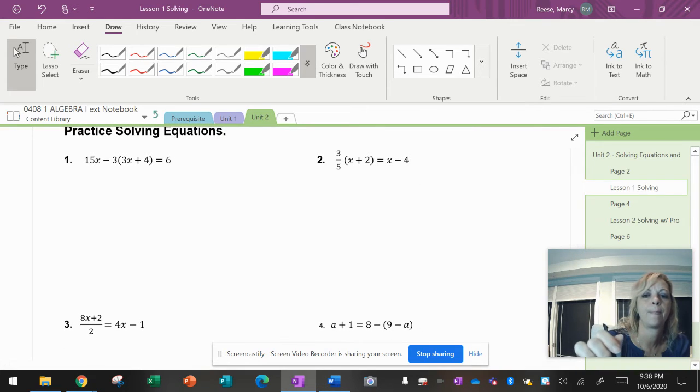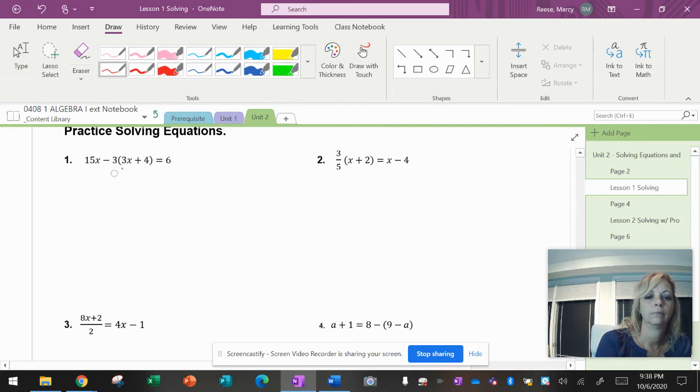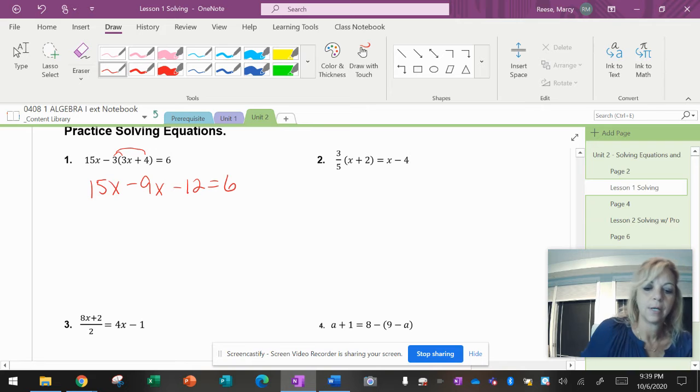Let's go through these. Let's do our pretty fall color. Okay, so for number 1, we're going to first distribute the -3. And I've got -9x minus 12 equals 6. And remember what I said next? I want you to combine like terms. So I got a 15x and a -9x is going to be a 6x minus 12 equals 6.